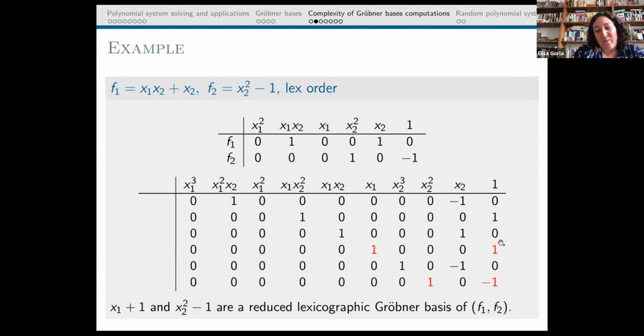And in the rows, you see in red, I have a Groebner basis. So I found my Groebner basis, and we can read it here. It's x1 plus 1, and the other one is x2 squared minus 1. And yes, is there a question?